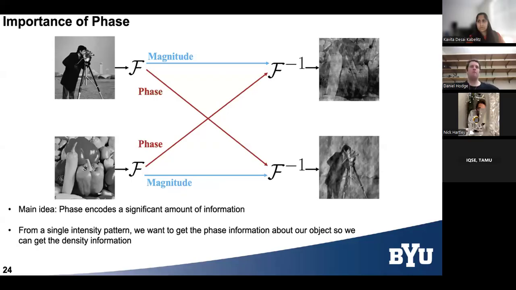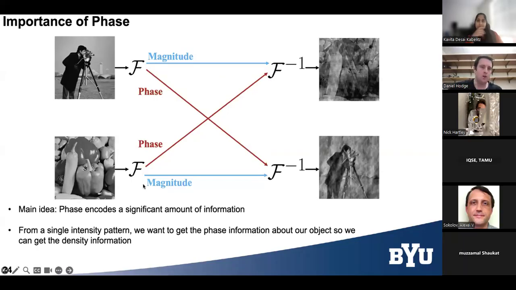And so now I really want to emphasize the importance of phase. If we take this cameraman and these vegetables and we take the Fourier transform of them and keep the magnitude the same, but swap the phases of our objects, and then perform an inverse Fourier transform, we can see that the phase contains the majority of the information, which is why we do this phase retrieval, because it contains all this information. And so this is just to emphasize that fact.